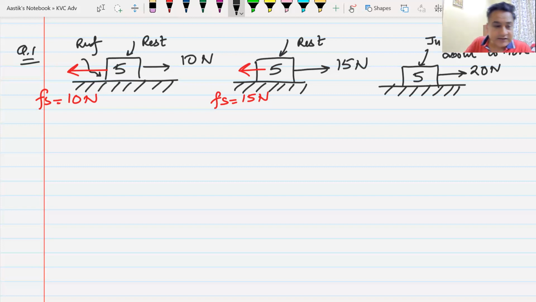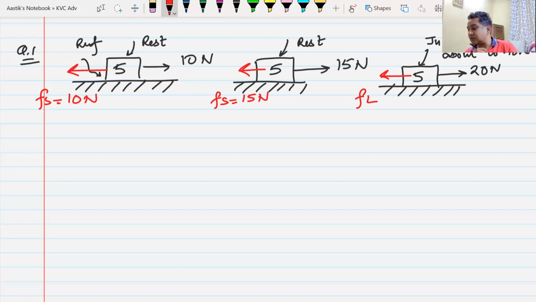What type of friction is acting now on the body when the body is just about to move? Kinetic friction? The body is just about to move. This type of friction, when the body is just about to move, is known as limiting friction. Friction has reached its maximum limit, and we call it limiting friction.